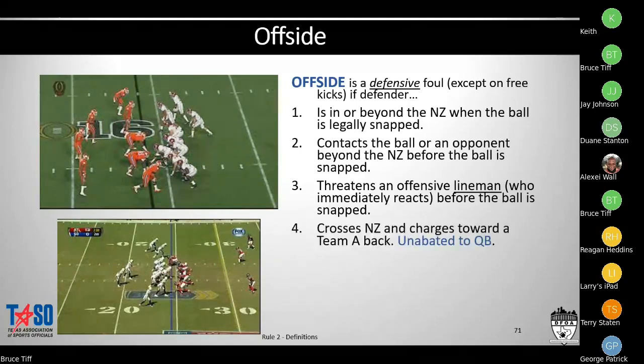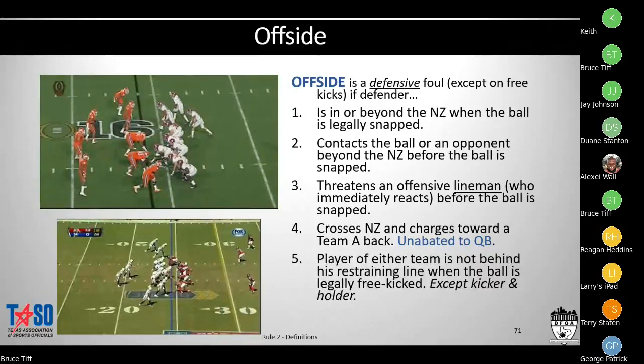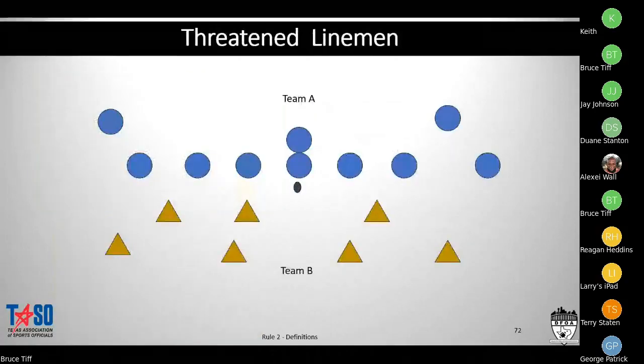Crosses the neutral zone and charges toward a teammate quarterback. You'll hear the term unabated to the quarterback. That basically means they got a free run at the quarterback. You want to shut that down. Or a player of either team is not behind his restraining line when the ball is legally free kicked, except the kicker and the holder. Those are offside situations. Threat and lineman. I think we're going to get an example here of what I was just alluding to with being head up or adjacent.